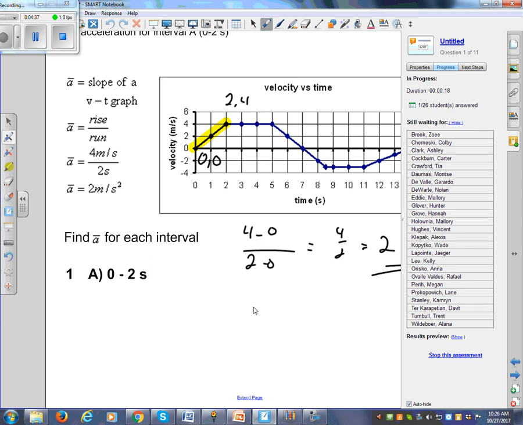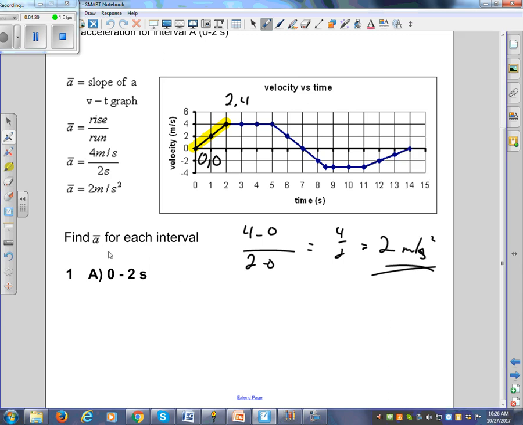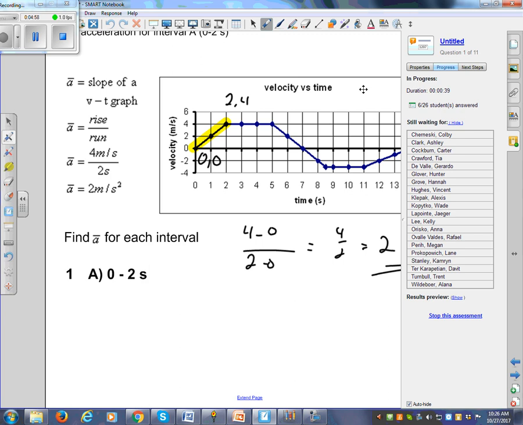The question is, find the average acceleration for interval A, the highlighted one right here. Well, does it? Yeah. Okay. Well, then you'll get the first one right, won't you?